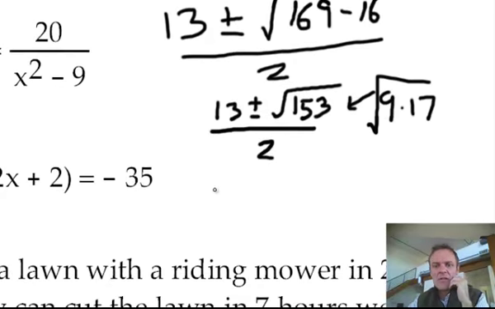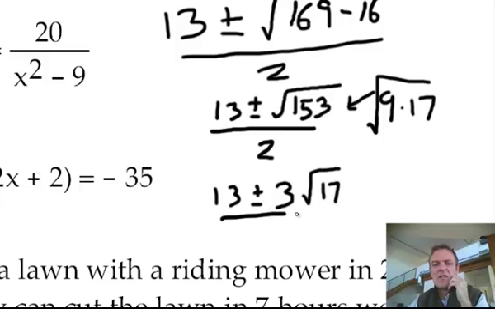So if I scroll down a little bit, I'm going to have 13 plus or minus, the 3 will come out, in other words, the square root of 9. The 17 will stay inside, and it's still all over 2. It's still not nice, but at least I managed to break down the 153. Okay, that's it, folks. That's the answer. But remember, the main thing is as long as you get to that up there, it's then the quadratic equation formula. If it's nice and you can factor it, great, but that's it.